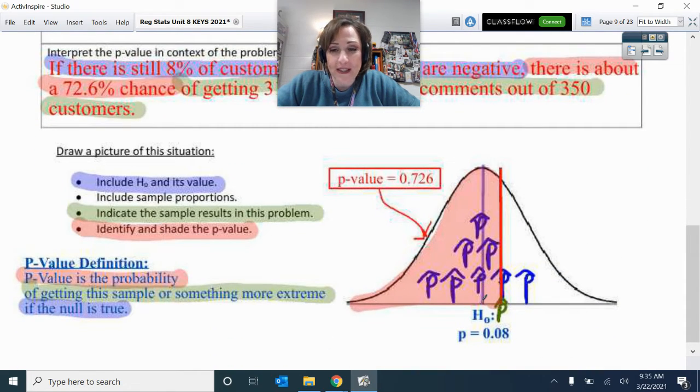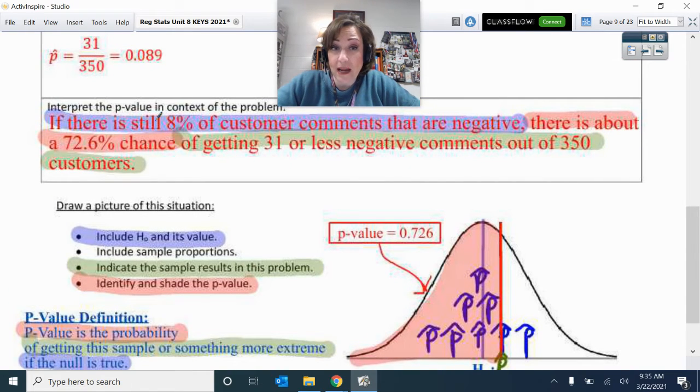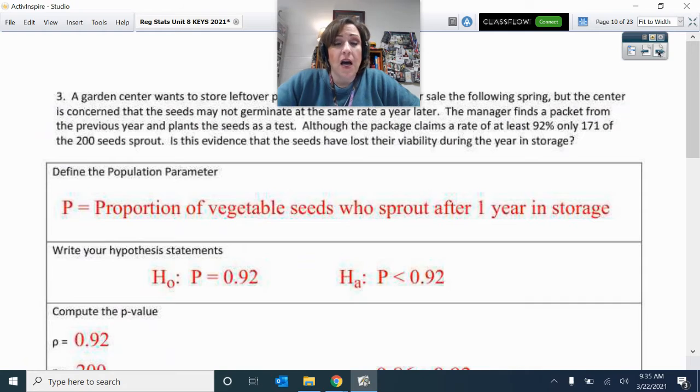See, look, the null hypothesis is that the negatives are at 0.08. Well, you got this sample right here even higher. So do we think there's evidence that this null hypothesis should be lower? No. If there's still 8% of customers' comments that are negative, so that's if the null is true, then there's a 72.6% chance of getting the sample we got, 31 or less negative comments out of the 350 customers. Okay?